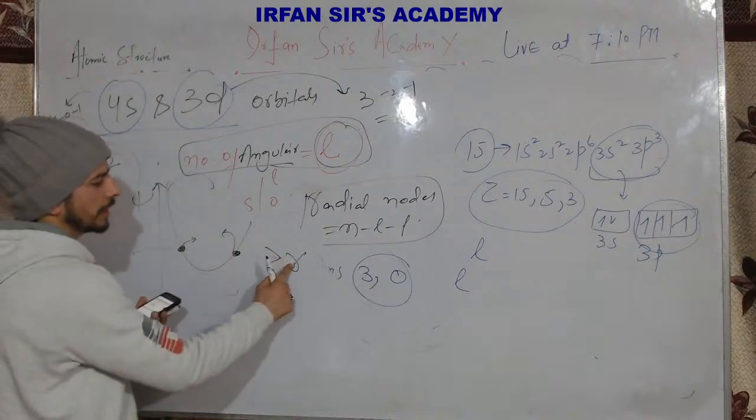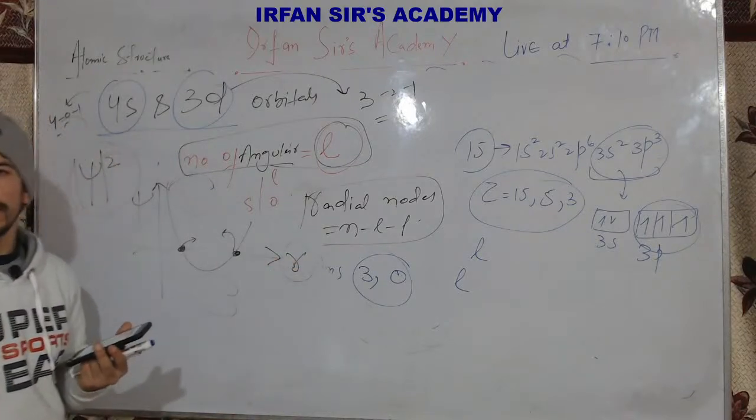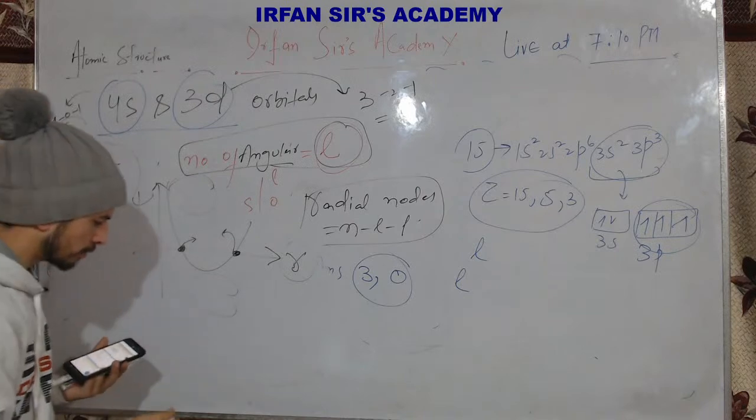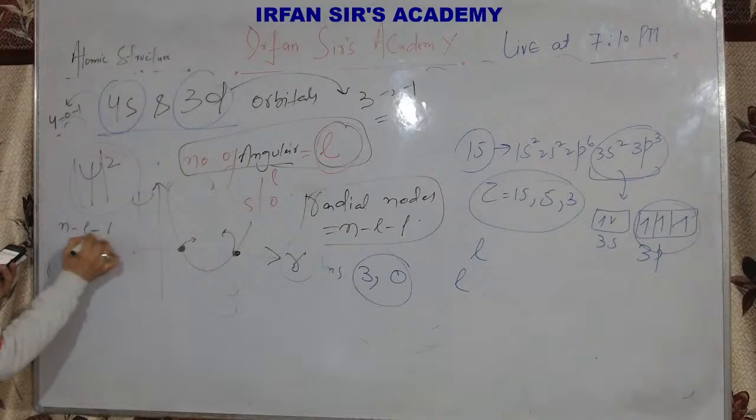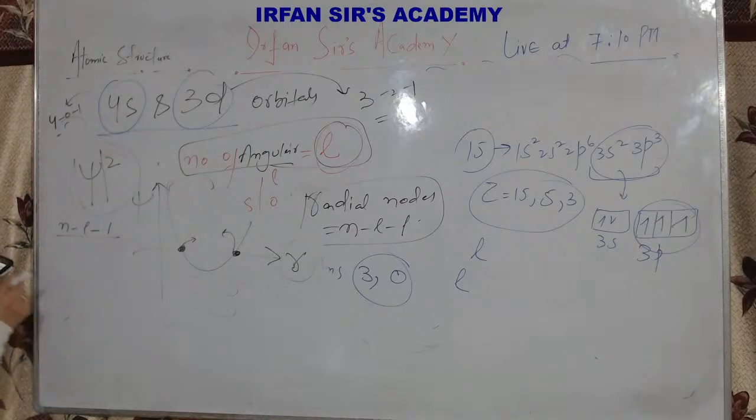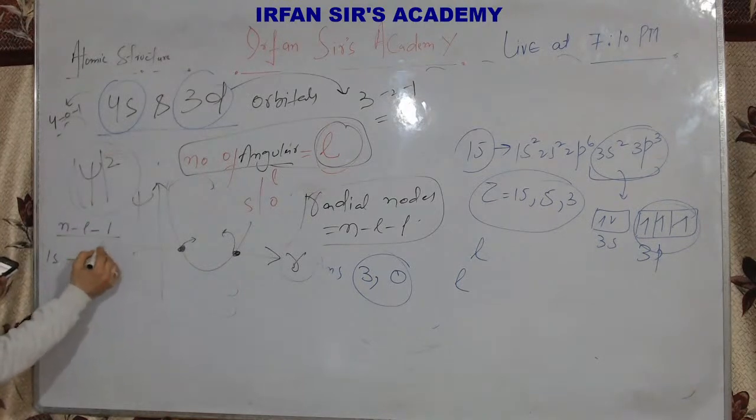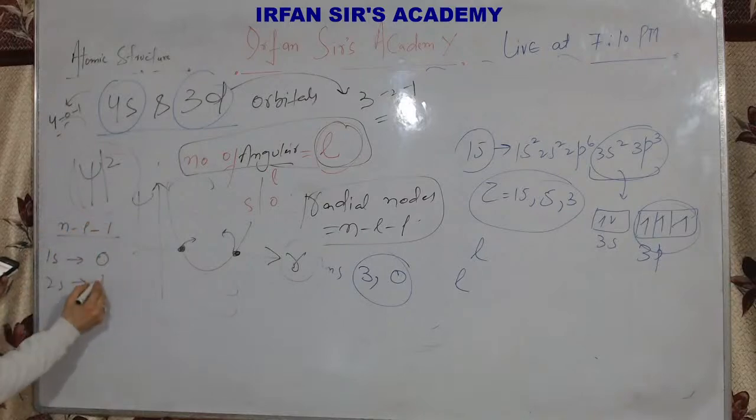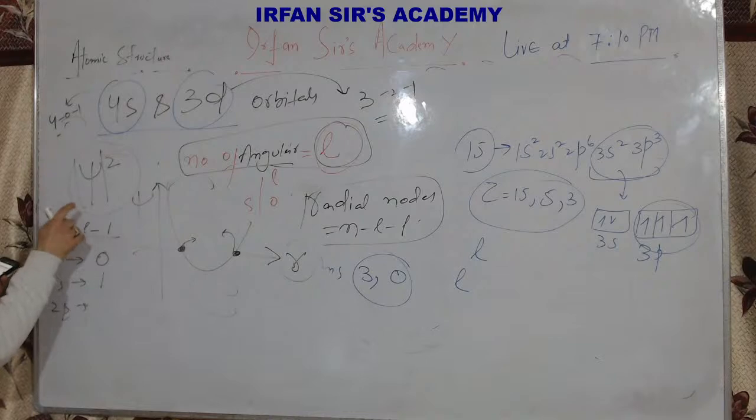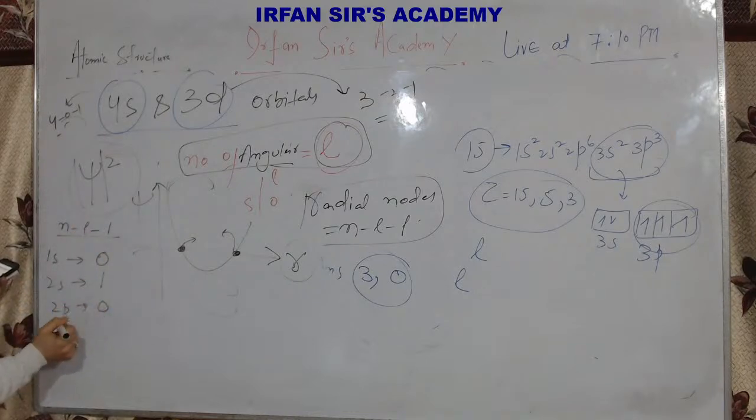Which type of node? It depends upon r, so we have to calculate radial nodes. What is the formula for radial nodes? n minus l minus 1. For 1s orbital, it is 1 minus 0 minus 1, that is 0. For 2s orbital, it will be 2 minus 0 minus 1, that is 1. For 2p orbital, it will be 2 minus 1 minus 1, that is 0.